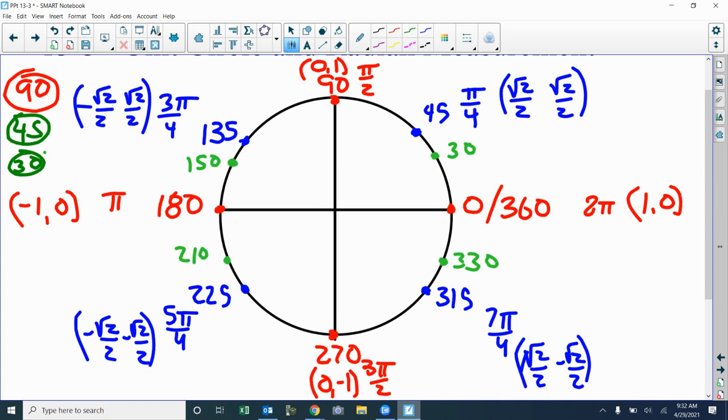Okay, radian measurement, 30 degree. Let's say it out loud together. 30 degree is pi/6. 150 is 5pi/6. 210 is 7pi/6. And finally 330 is 11pi/6. Almost a complete 2pi. 12pi/6 would be 2pi.